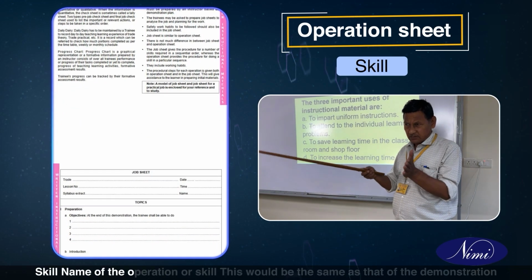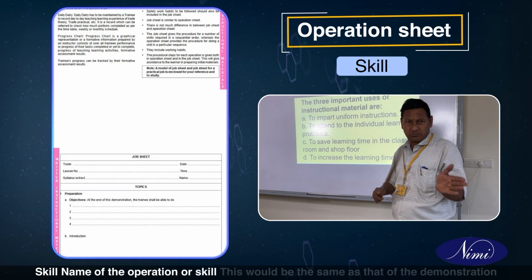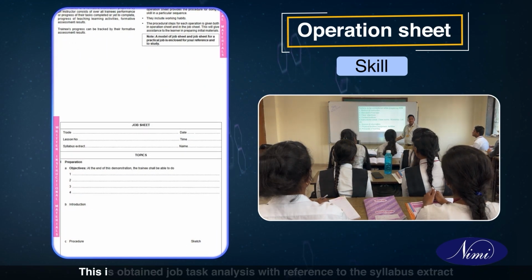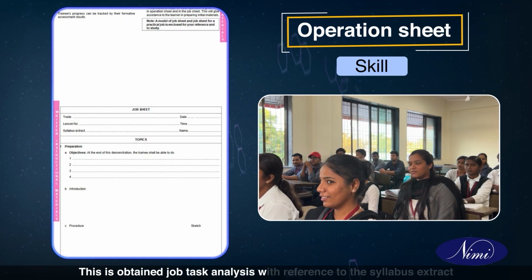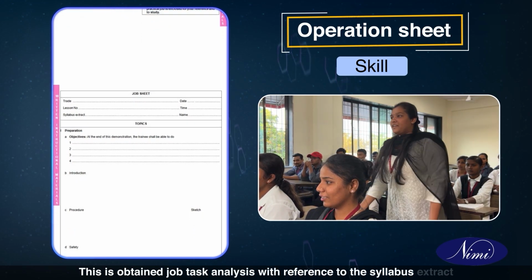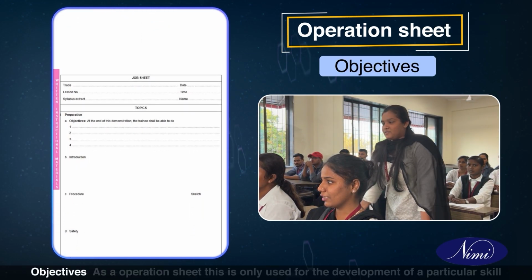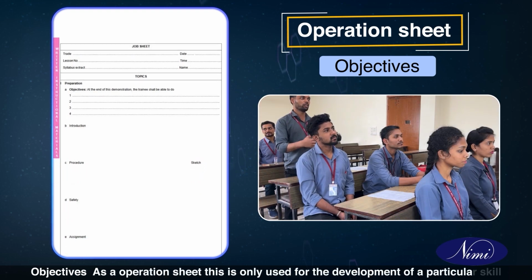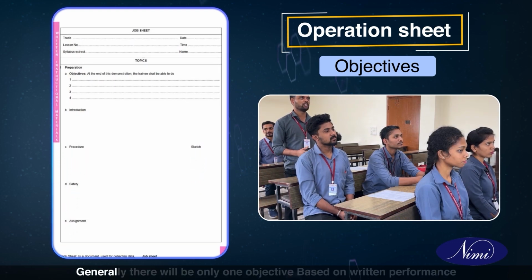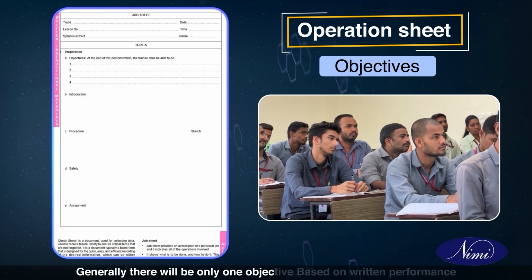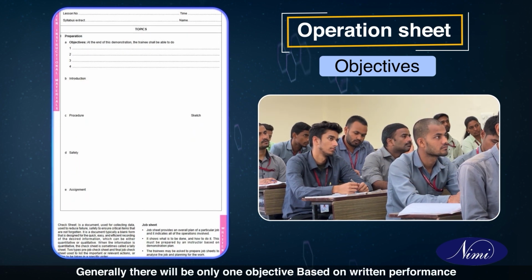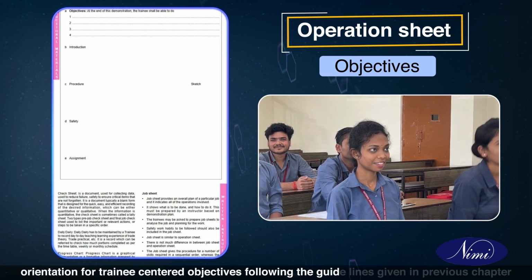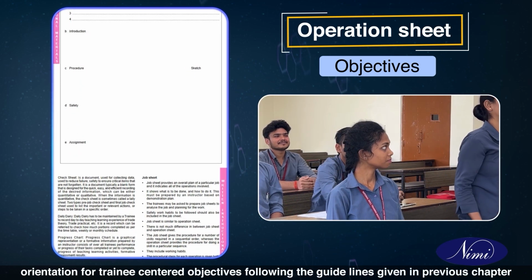Skill, name of the operation or skill. This would be the same as that of the demonstration. This is obtained from job task analysis with reference to the syllabus extract. Objectives. As an operation sheet, this is only used for the development of a particular skill. Generally, there will be only one objective, based on written performance orientation for trainee-centered objectives, following the guidelines given in the previous chapter.